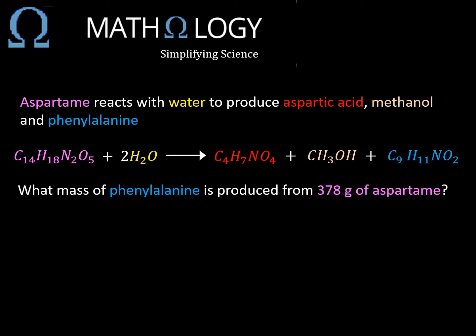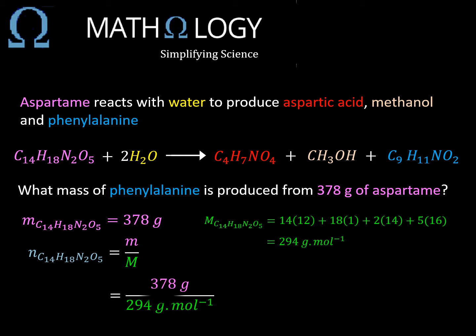Thus, we will first calculate how many moles are contained in 378 grams of aspartame. We use the formula, number of moles equals mass over molar mass, to calculate the number of moles of aspartame. The mass of aspartame is 378 grams, and the molar mass of aspartame is 294 grams per mole. The number of moles of aspartame contained in 378 grams of the substance is therefore 1.2857 moles.